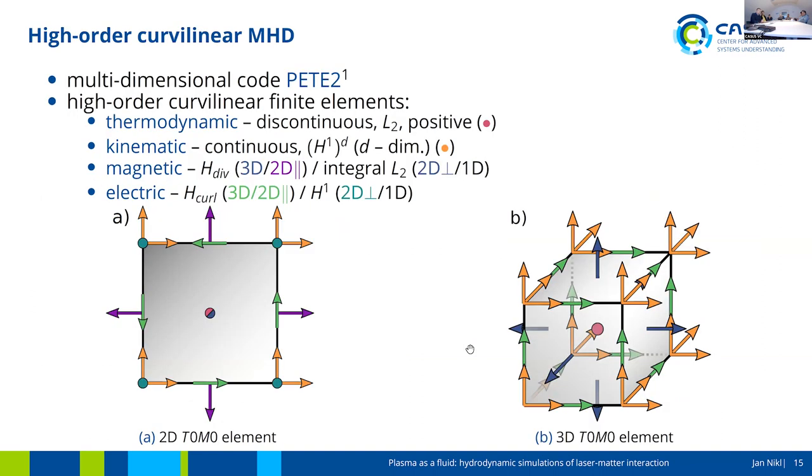And based on this library, I have developed the multidimensional code P2, which uses different high-order curvilinear finite elements for different quantities. So we have the thermodynamic, kinematic, magnetic, and electric finite elements. But without getting into any details, let me just mention how the finite elements of the lowest orders look like in 2D and 3D, and with increasing order, also then the complexity of these layouts increases proportionally.